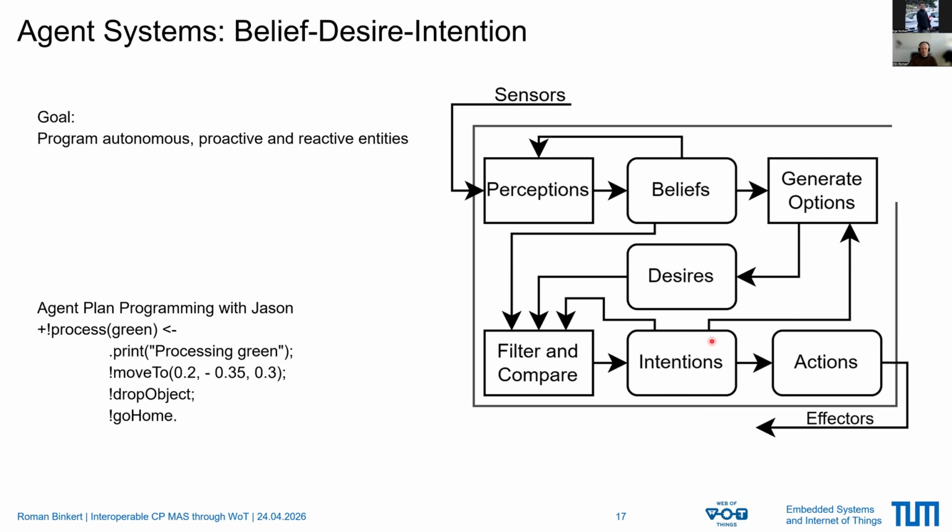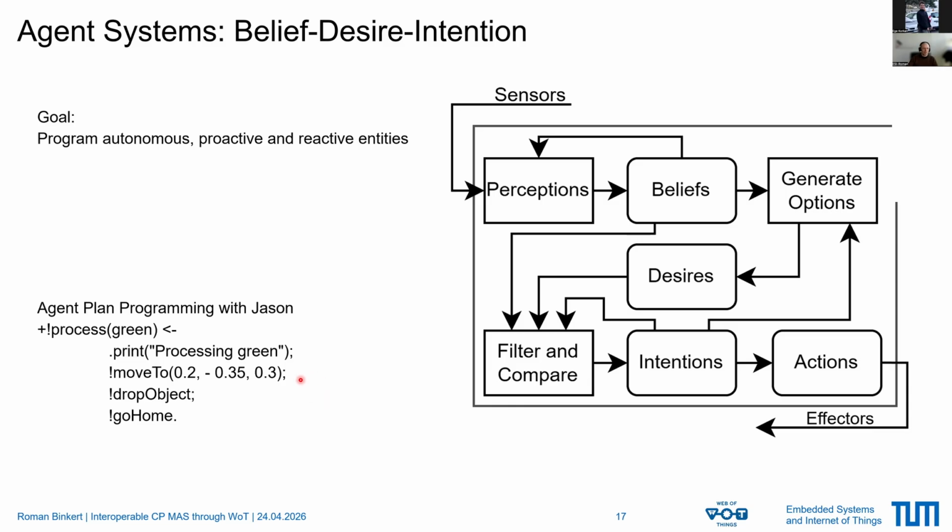And then it goes through its plan library, a collection of functions, basically, on how to change the environment through some effectors. How you program this can be, for example, with the agent programming language Jason, as you can see here. There you program a plan. In this case, once we get the desire to process some green object, we first print that we are now actually processing, just to inform us as a human, basically.